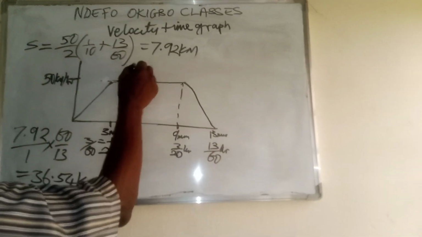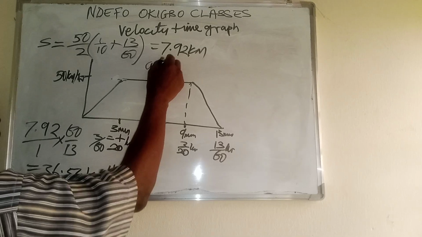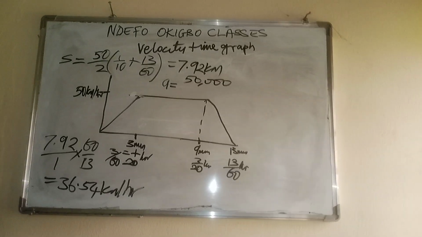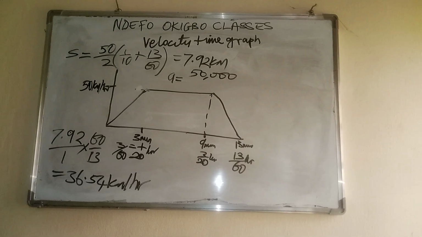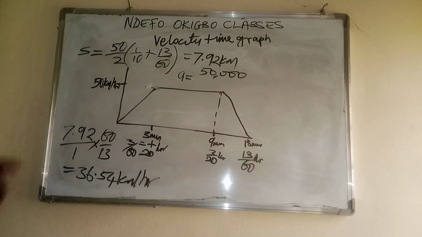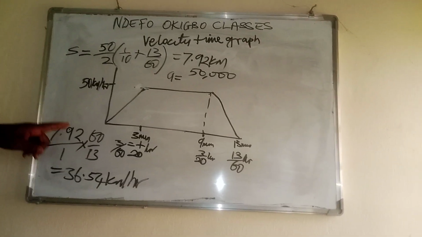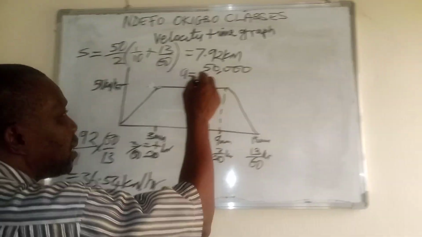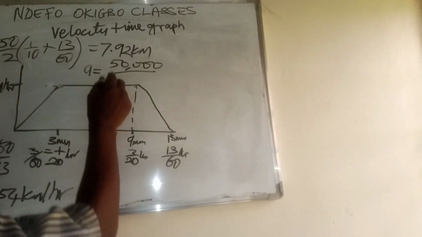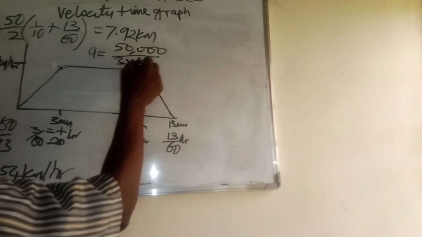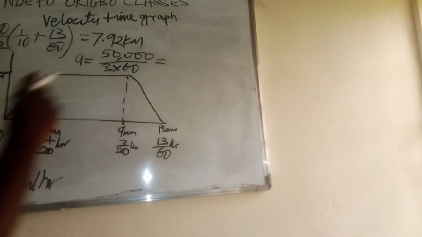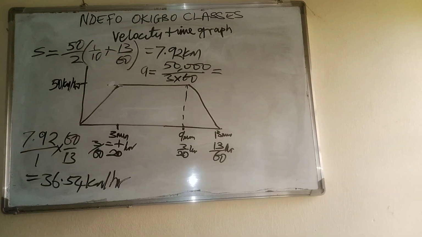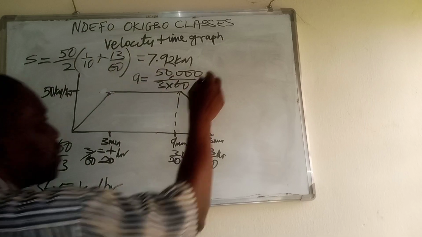So acceleration is equal to 50 kilometers per hour, which I can change to 50,000 meters, divided by time, which is 3 minutes, that is 3 times 60 seconds. If I divide this to get the acceleration, I got 0.77 meters per second squared.